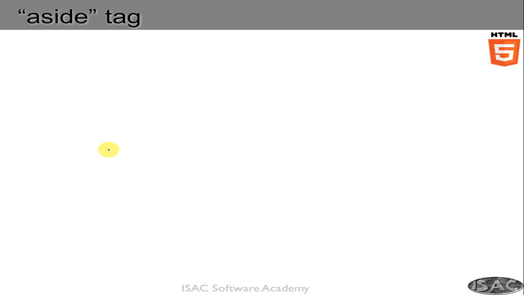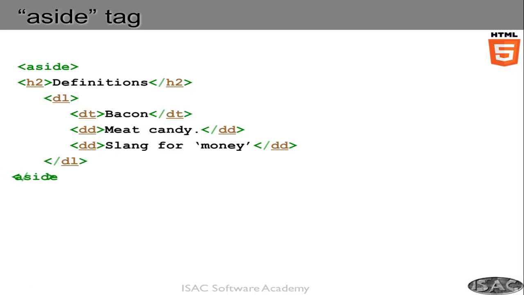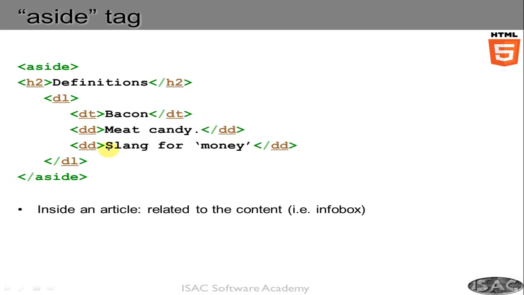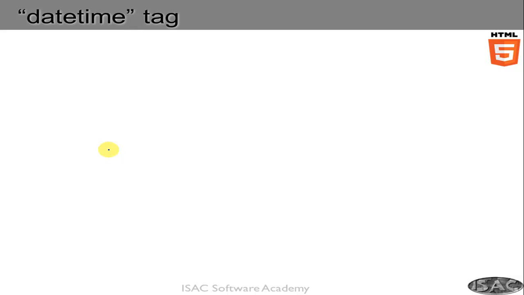Now there is an aside tag. What it does is that you can put any definition, whatever you want, like this, close this. It is used inside an article for content related to the article, like an info box or something. Outside an article you can put content relevant to the page itself, like a sidebar and all.